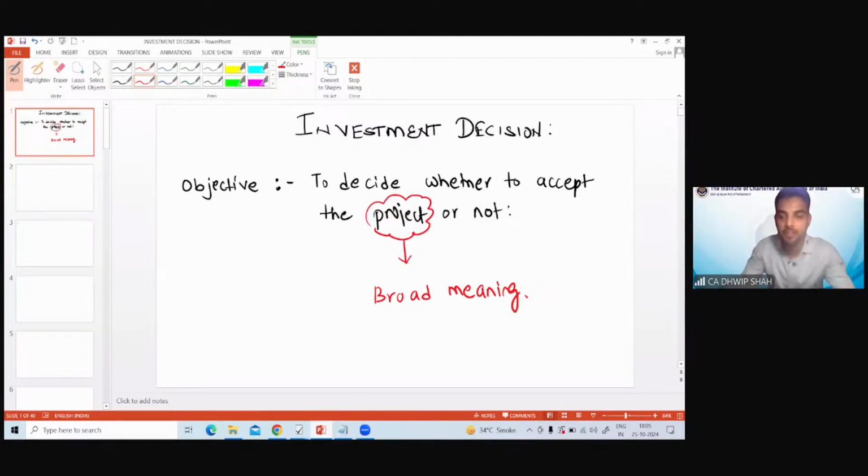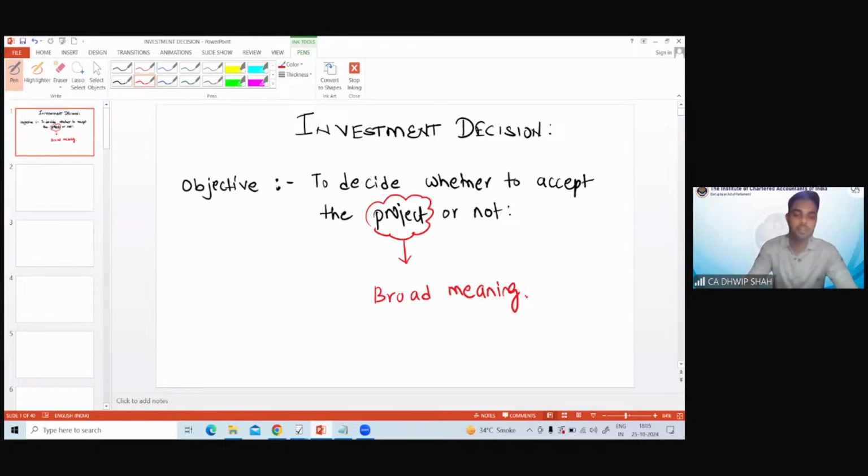Achha, I am starting a new manufacturing business. So I would need some machines. So whether to buy new machines or not, that is also investment decision. That is also a project. I have an existing machine in my business. And now due to technological advancements, that machine has become obsolete. So whether to replace with the new machine or not, that is also a project. That is also investment decision.